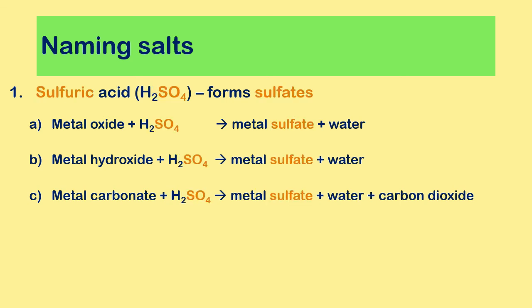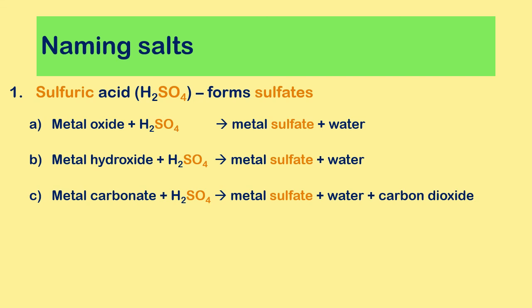Finally, we've got sulfuric acid. Now sulfuric acid forms sulfates. So a metal oxide plus sulfuric acid gives a metal sulfate plus water. A metal hydroxide plus sulfuric acid gives a metal sulfate plus water. And a metal carbonate plus sulfuric acid gives a metal sulfate, water, and carbon dioxide.